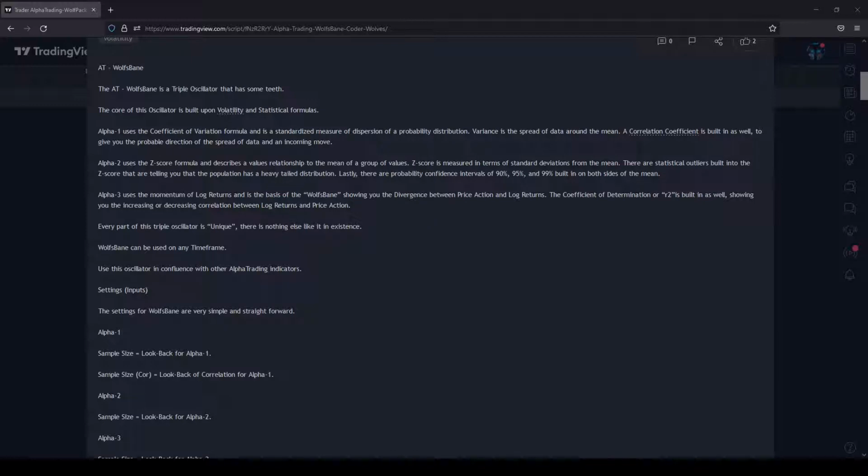Wolfsbane can be used on any time frame. Use this oscillator in confluence with other Alpha Trading indicators. Do not trade this alone.